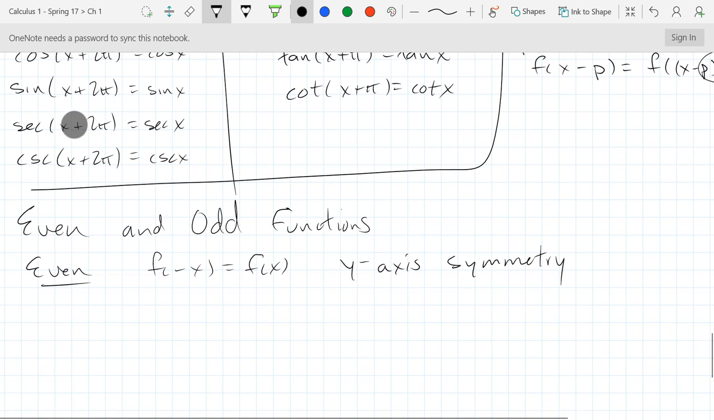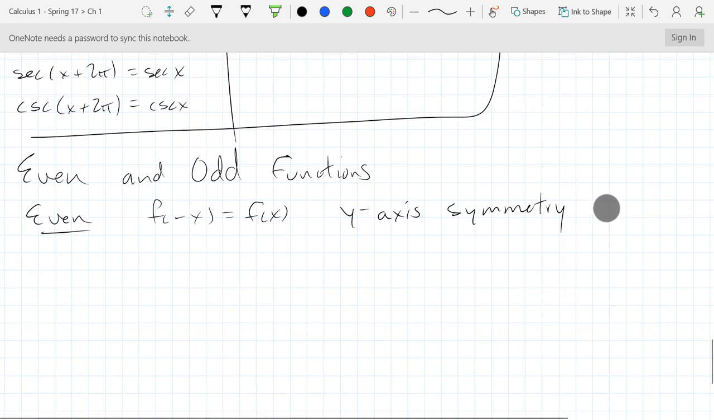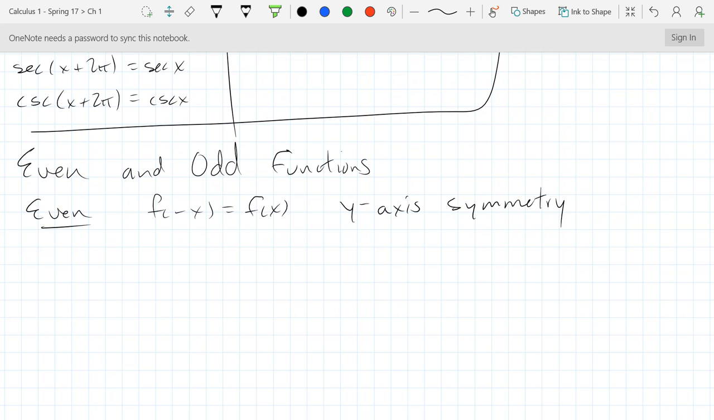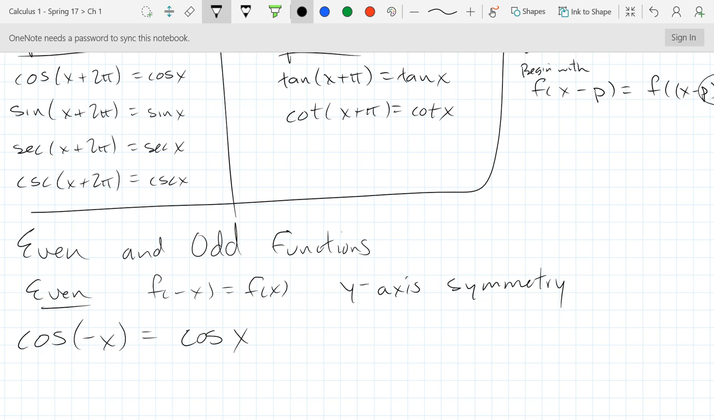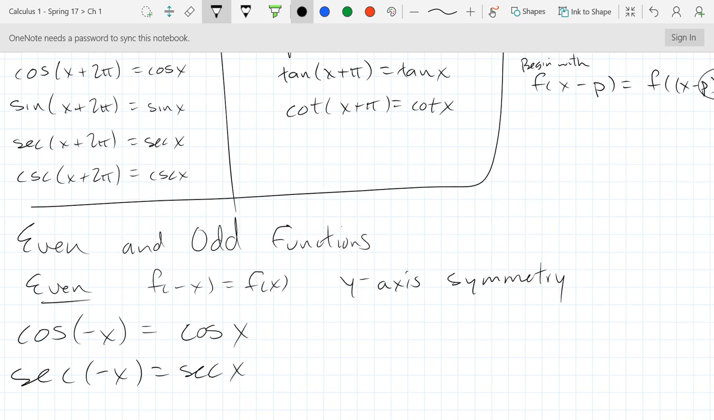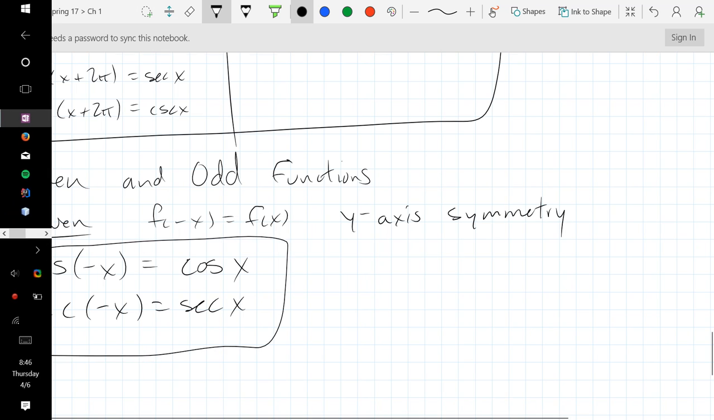So for even functions, if you input negative x, it does not change the output. It corresponds to y-axis symmetry. And which functions are even? Cosine. Cosine is one of the only even functions, along with its reciprocal, secant. So cosine and secant are even. And I'll write these with x's. Cos negative x equals cos x, and secant negative x equals secant x. So there's our two even functions.